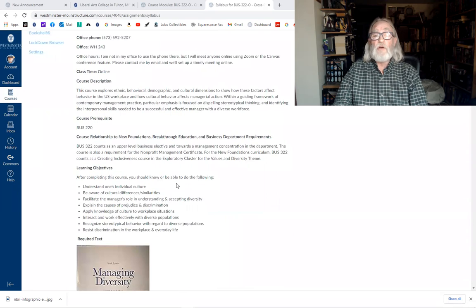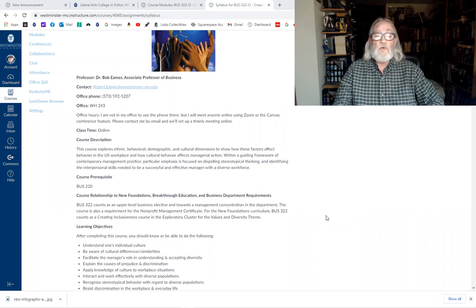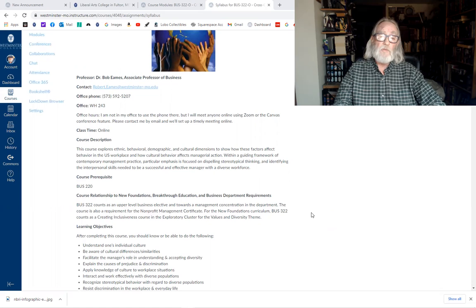This course does count for the management concentration. It also counts as an upper level elective in the department. You probably know that if you're in this course already. The nonprofit management certificate, it counts for one of the 4 classes for that. If you are taking the certificate, you should let me know. I'll send you the form, and that way I can track your progress and make sure that it gets taken care of when you get close to graduating. It also counts for new foundations, but I think by this time, if you're in the course, you're probably on the original curriculum, but it counts as an exploratory cluster for creating inclusiveness.